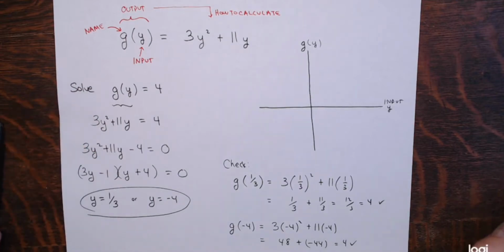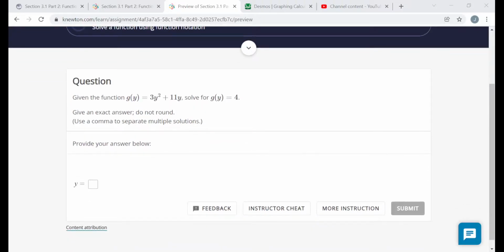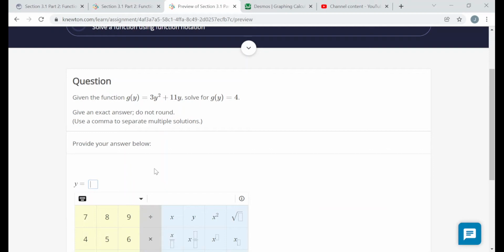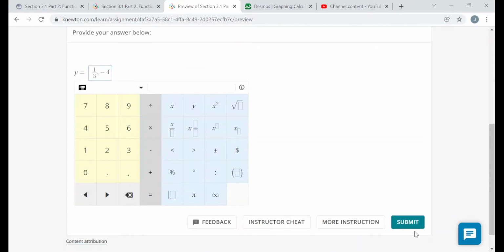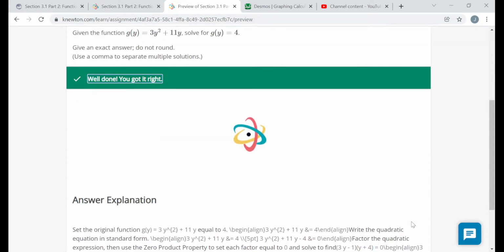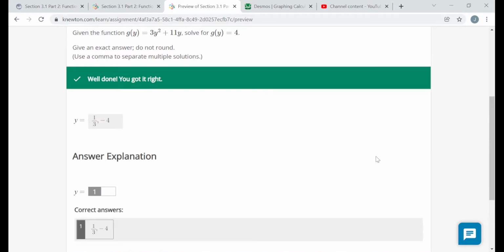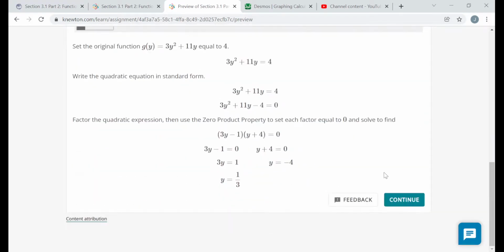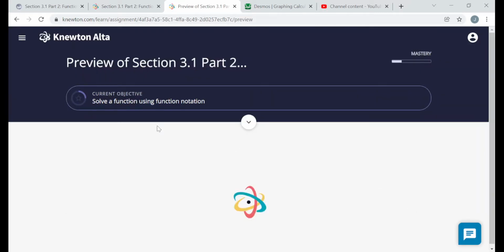All right, so they want you to enter, they already got the y equals, so you're just entering the numbers. All right, 1/3 was an input that gave me an output of 4, then put a comma, and then negative 4 also worked. Replace y with negative 4 and you'll get a g of negative 4 is also 4. Great. All right, next question.